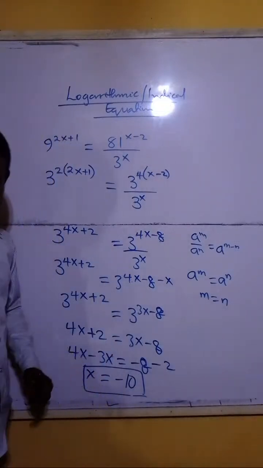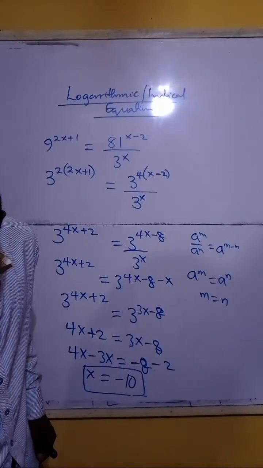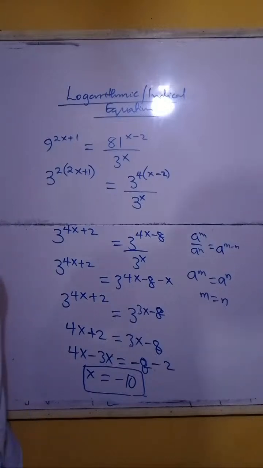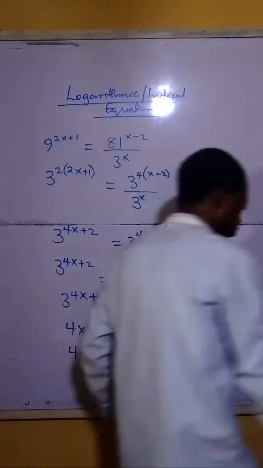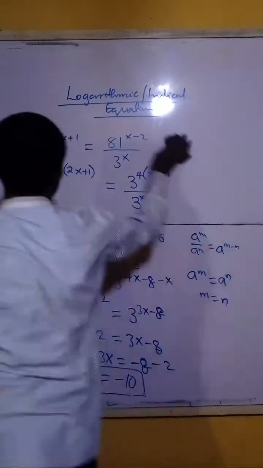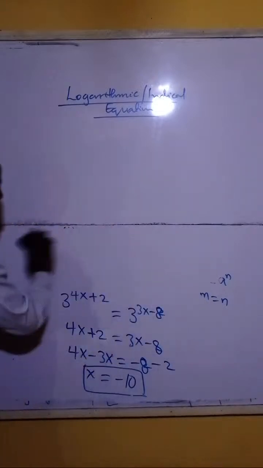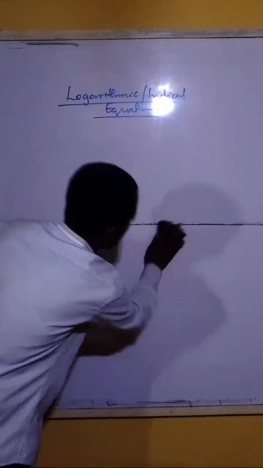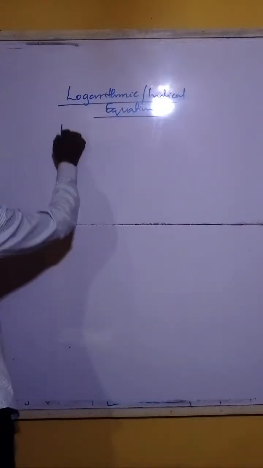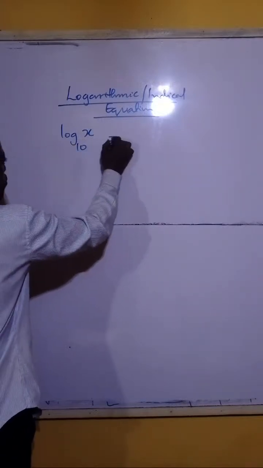Okay. So now let's look at the next one, also involving logarithm. Now solve for x in this equation. So we have solve for x in log x to base 10 equals 2.